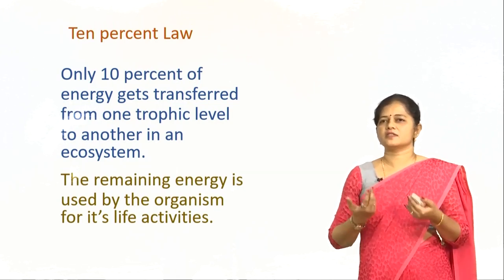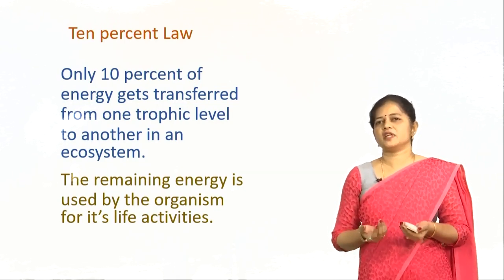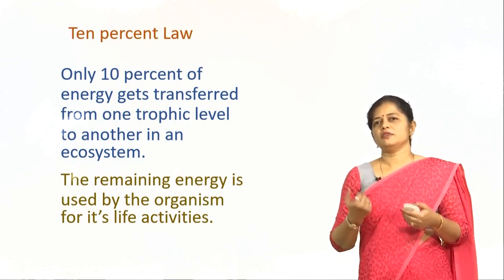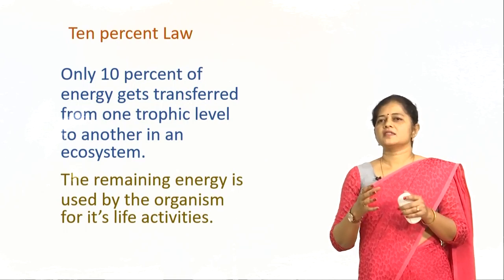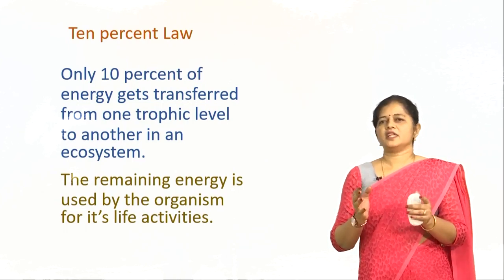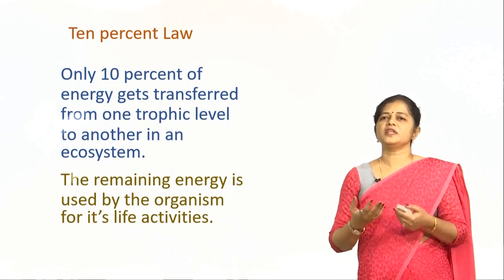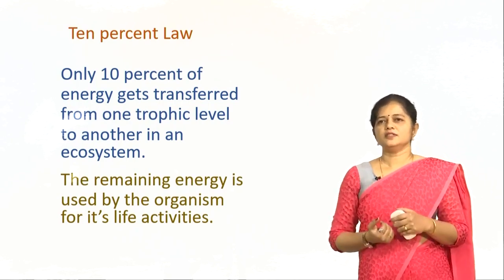Its metabolic activities, its growth, its development, its reproduction, and other activities that take place in the body of the organism. So it takes up 90% of the energy that it receives, and only 10% of the energy will be transferred to the other trophic level.